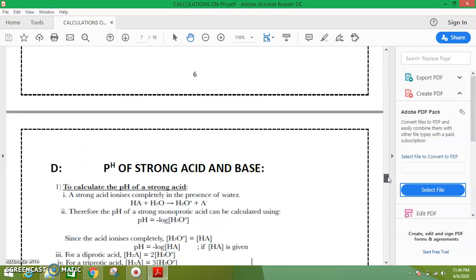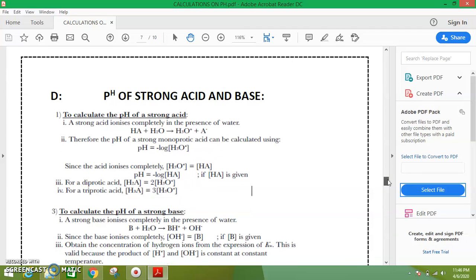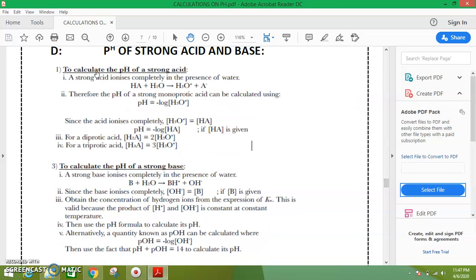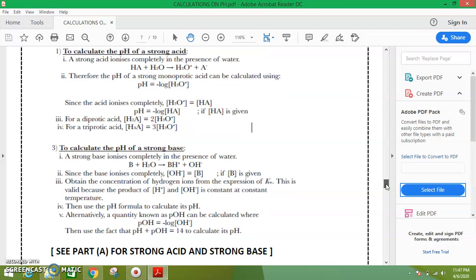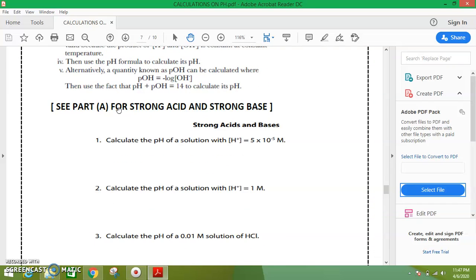Here part D, pH of strong acid and base. As I told you above, here again I repeat these rules. How to calculate pH for a strong acid, use this rule. How to calculate pH for a strong base, you can use this rule. pOH is equal to negative log of hydroxide ion. So the very simple thing we did in part A. You can see I even wrote see part A for strong acid and strong base. Here some questions are given. Please practice this.